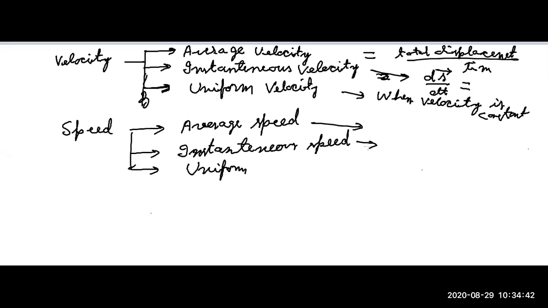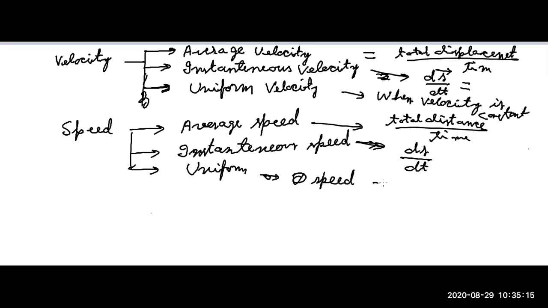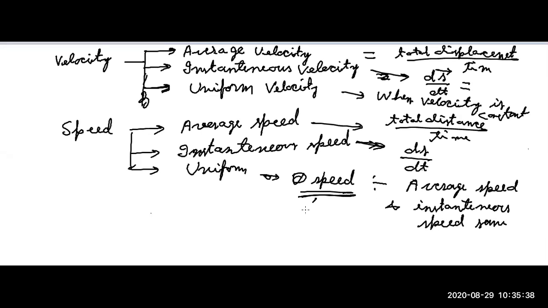What is average speed? That is total distance by total time. What is instantaneous speed? The rate of change of distance covered with respect to time. Here we will not have a vector sign. And uniform speed, when we have average speed and instantaneous speed the same, or speed is the same throughout, constant. So if it is constant, these two become the same. So this is the concept of velocity and speed.